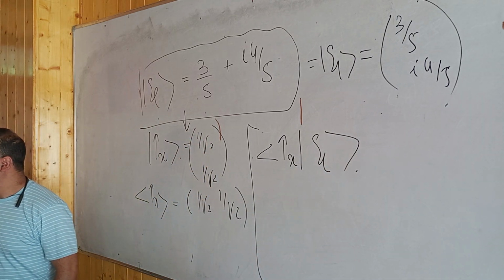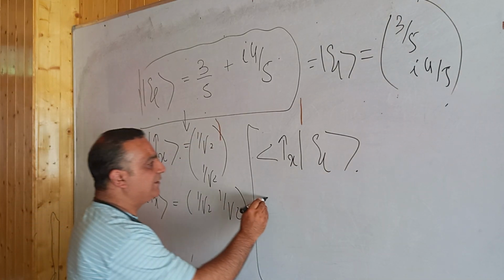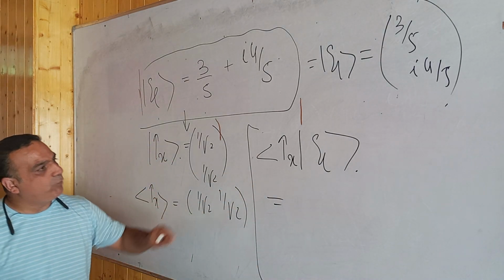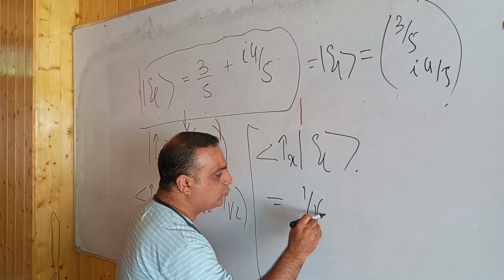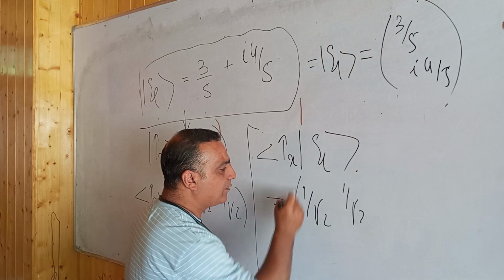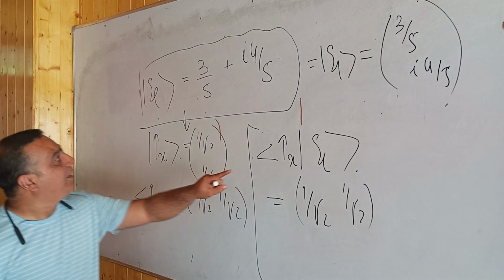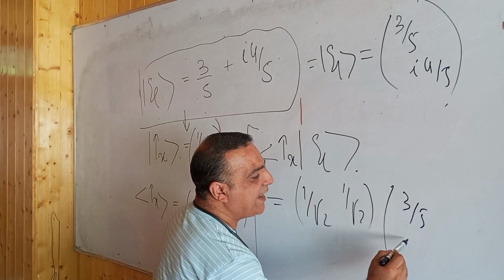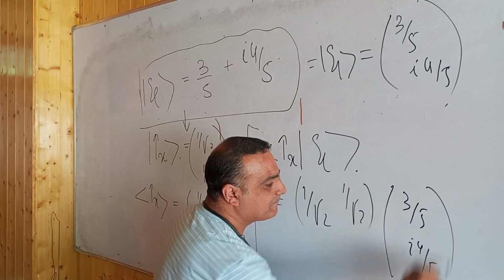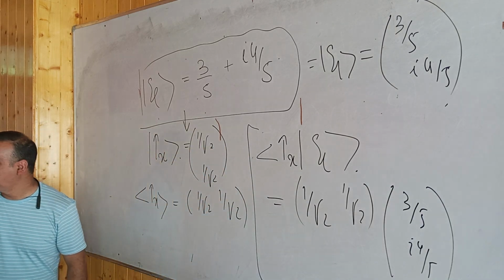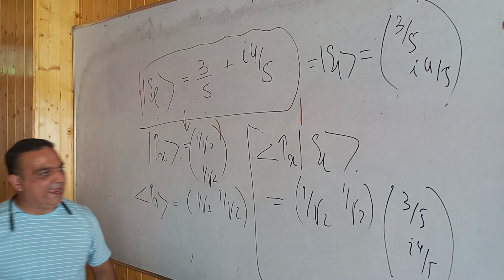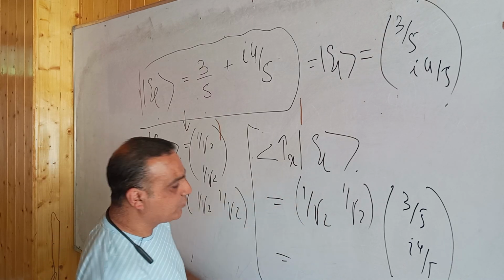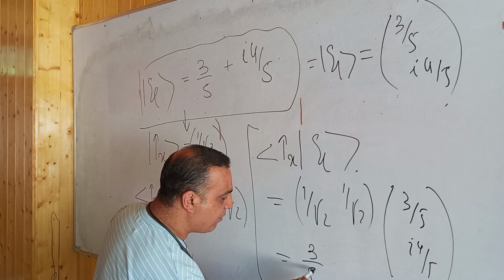Right? Now calculate this. How will you calculate this? What is the bra of spin up along x? That is 1 by root 2 and 1 by root 2. And for the ket of zeta, I have 3 by 5 and i 4 by 5. Are you getting it? So multiply. What will you get? You will get 3 by 5 root 2.